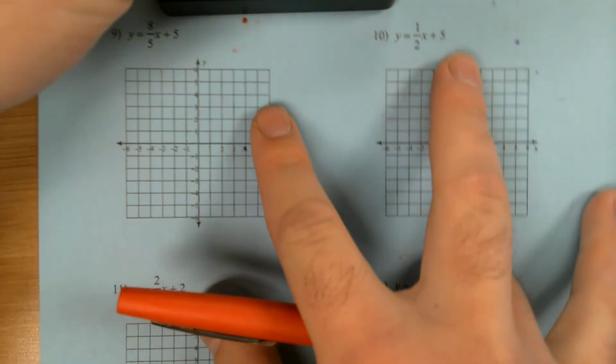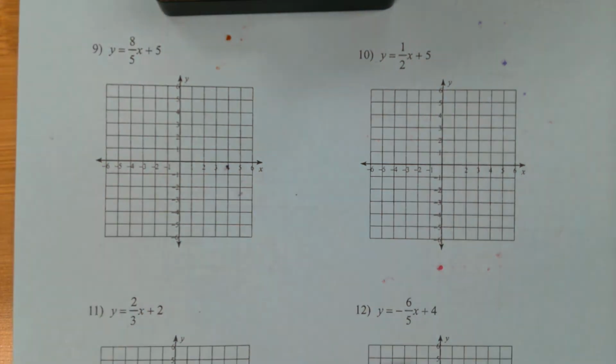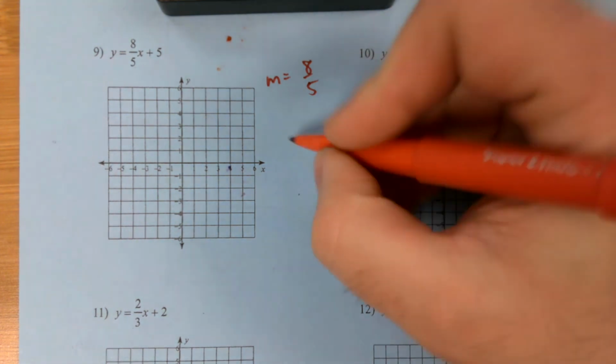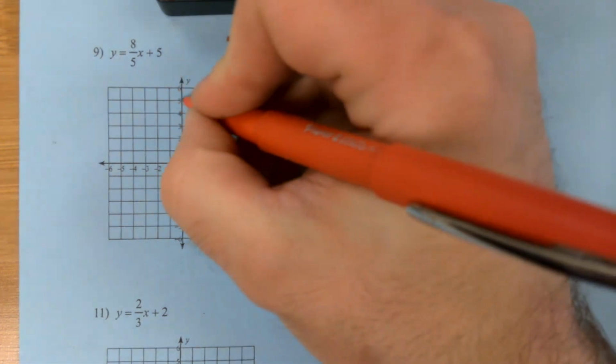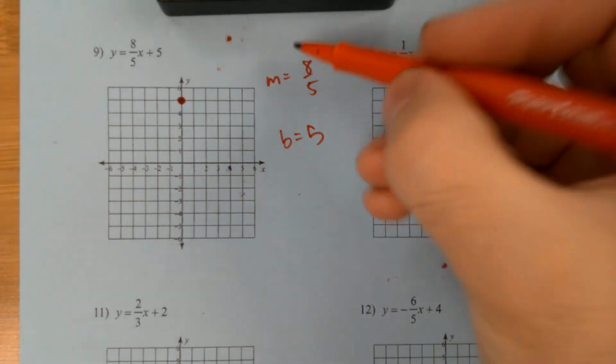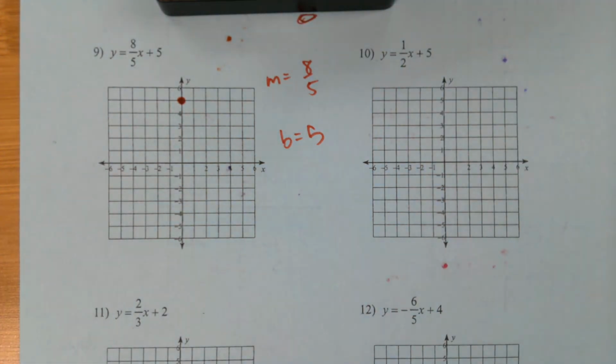Now, number 9 is another one of those where it's going to go off the graph. So let's see what we're going to do. Our slope is 8 over 5. Our B value is positive 5. So we're starting up here, way up at the top of our graph. And if we go 8 units up and 5 units to the right, we're going to be way over here in like another whole problem, right?